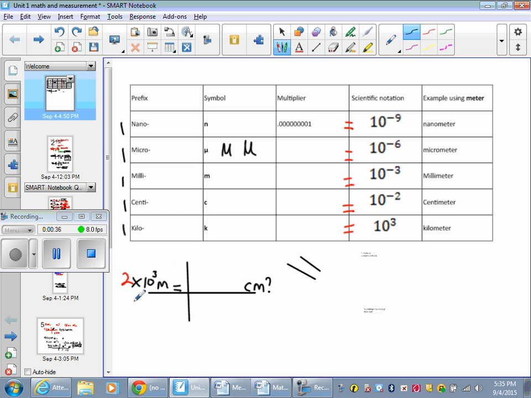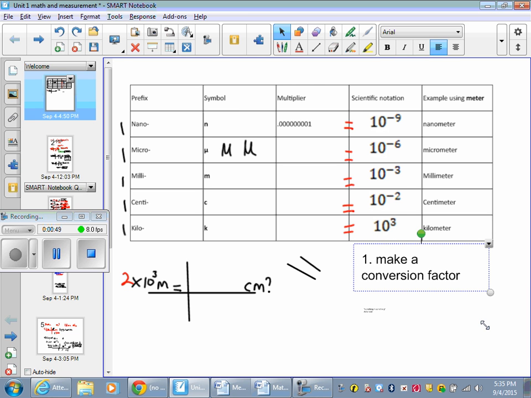All right, make sure you got this down too. 2 times 10 to the third meters equals how many centimeters? When we're doing a problem like this, the first thing you have to do, the very first thing, most important, make a conversion factor. Make a conversion factor, please. Here's why. It's going to tell us how to do everything.